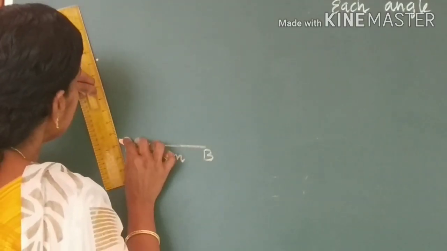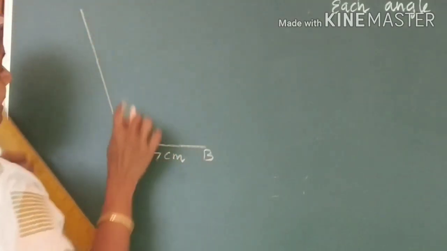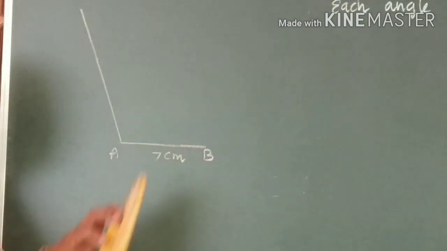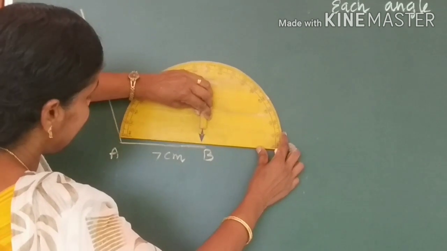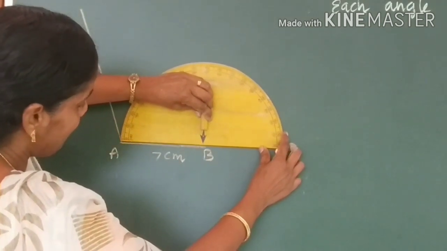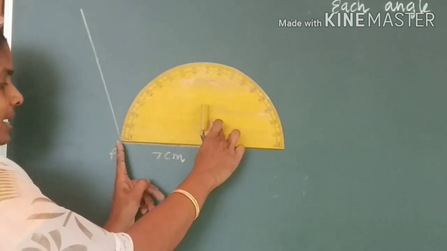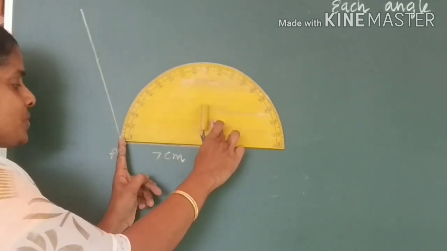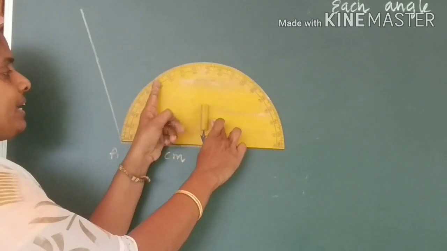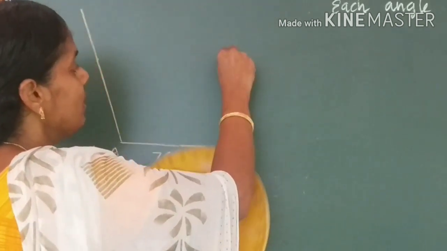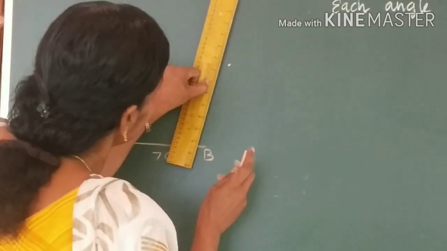Now this angle is 108 degrees. Keep your protractor at B and measure 108. See, keep your protractor at B. Your protractor rests on this line. So start counting from here: 0, 10, 20. You get 108 somewhere here. Join it.